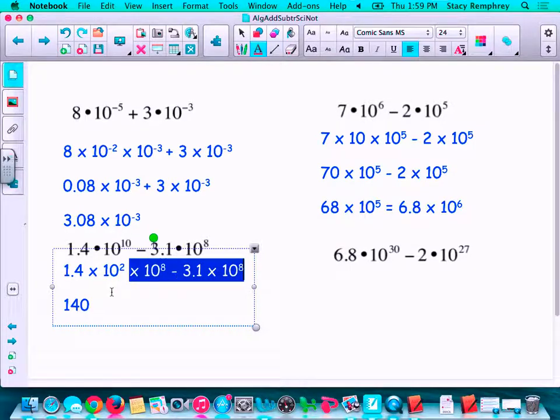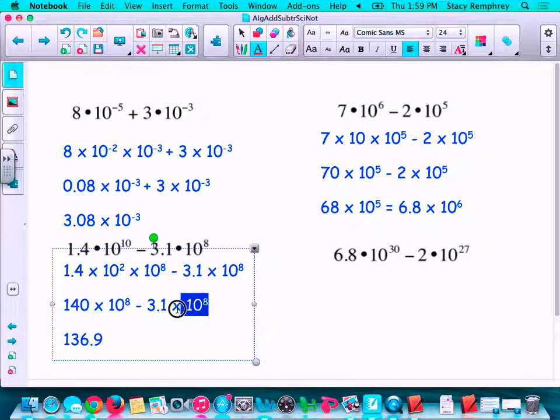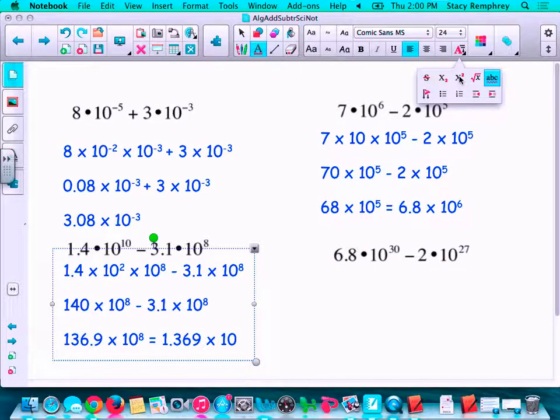All of this part comes back down. I just rewrote that one part. When I subtract that, I'm going to get 136.9 times 10 to the 8th. And that will give me 1.369 times 10 to the 10th.